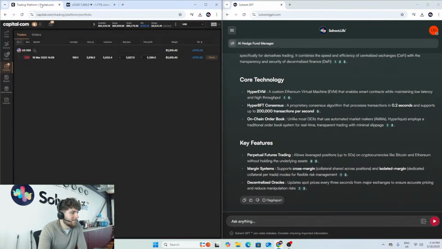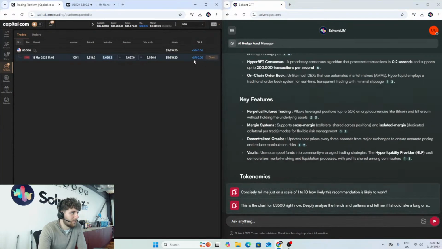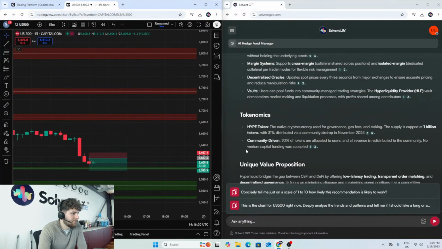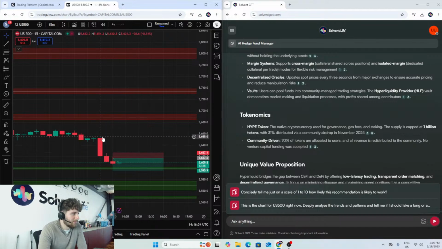US 500 is continuing to drop. We are currently at around $800 in profit. Imagine we caught this huge drop. About $40 in total, just under $40.